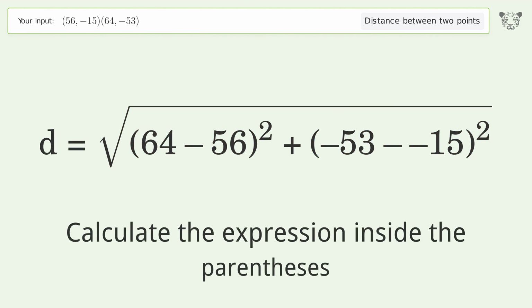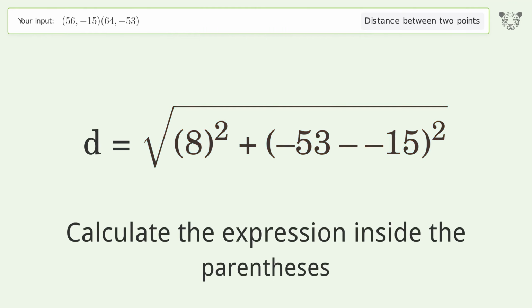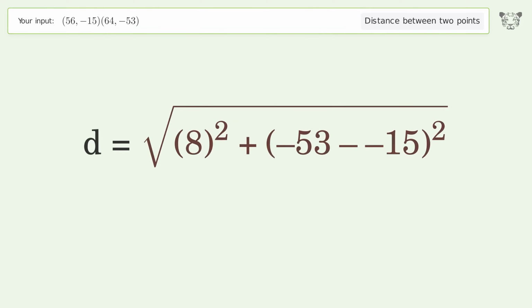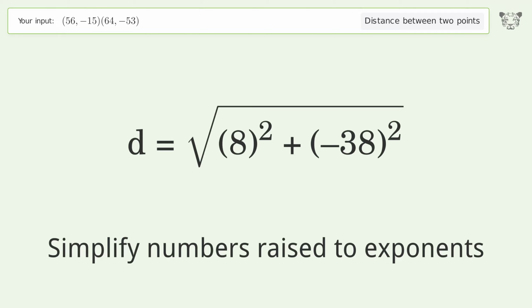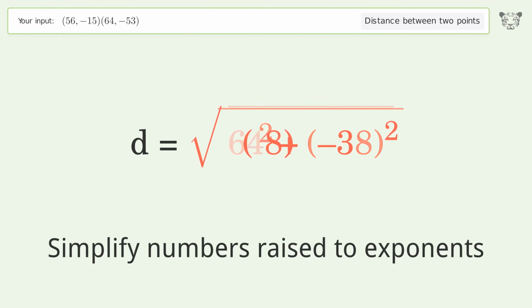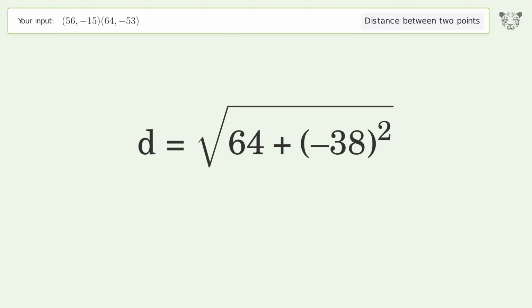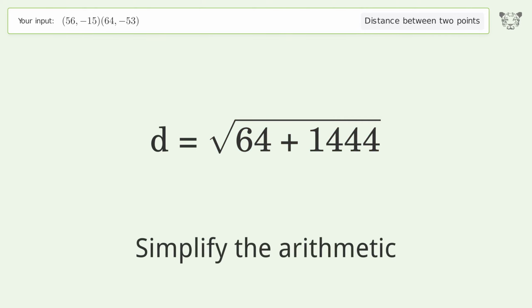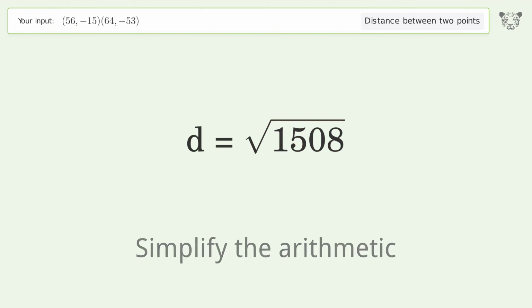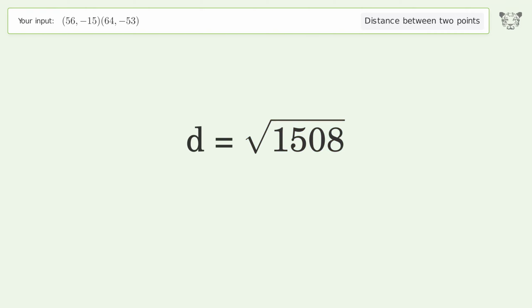Calculate the expression inside the parentheses. Simplify numbers raised to exponents. Simplify the arithmetic. And so the distance between the 2 points is the square root of 1508, or 38.833.